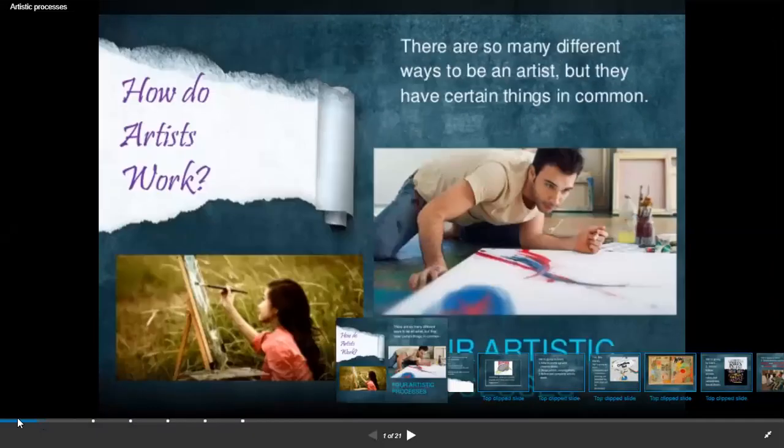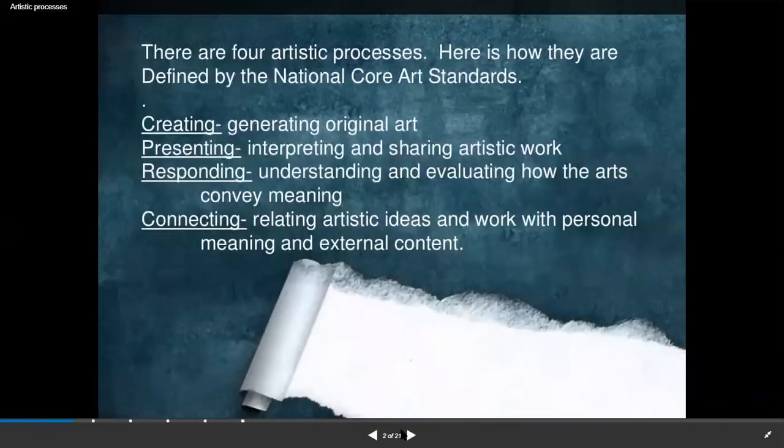So there are four artistic processes. Here is how they are defined by the National Core Arts Standards. Number one, creating; number two, presenting; three, responding; and four, connecting. Creating is generating original art. Presenting, as stated here, is interpreting and sharing artistic work. Responding is understanding and valuing how the arts convey meaning. And fourth, connecting is relating artistic ideas and work with personal meaning and external content.